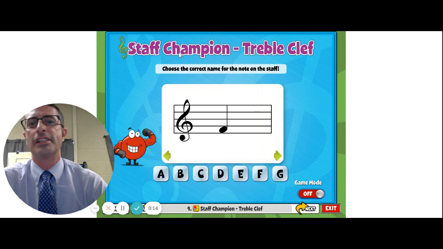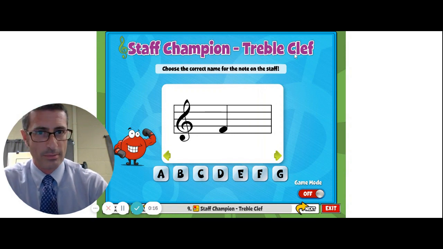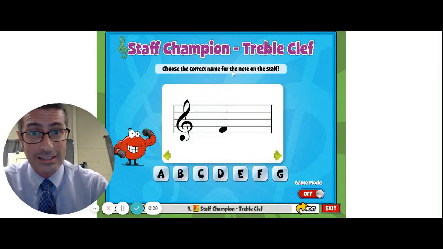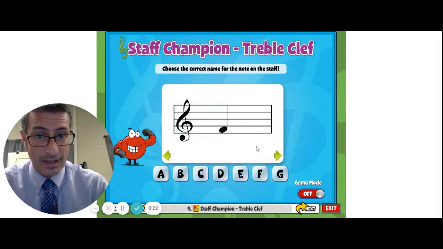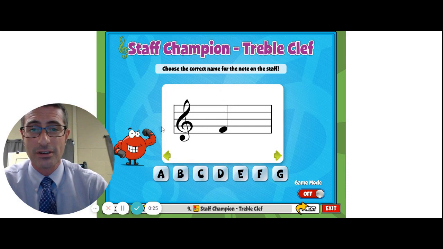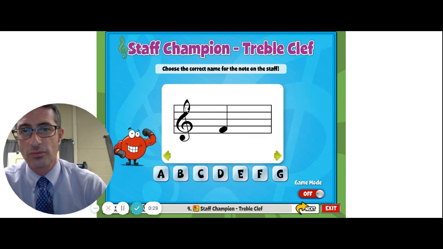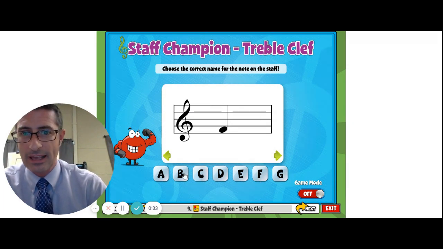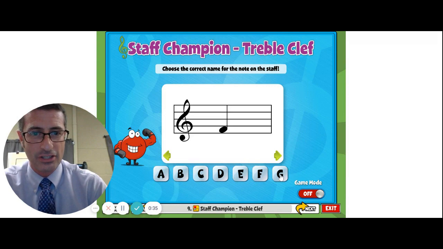Over here it says we have our staff champion of the treble clef. It tells us right here at the bottom directions, choose the correct name for the note on the staff, right? And here we have, right here in the center of the screen, our staff made of our 5 lines. We've got our treble clef. We've got our 4 spaces in between, and we've got our letter names down here at the bottom, A, B, C, D, E, F, and G.